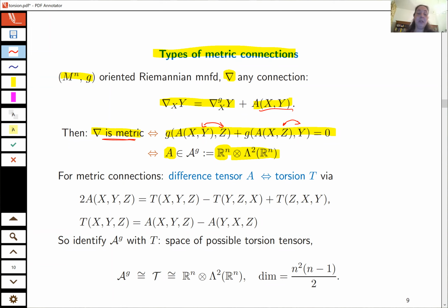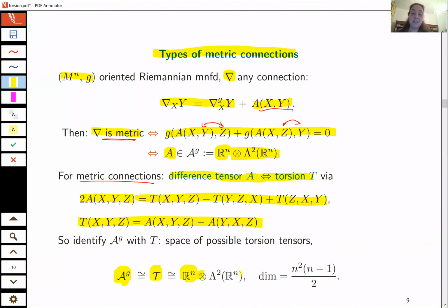And now if I have a metric connection, then I have an explicit formula which links the difference tensor to the torsion tensor. Just in the following sense: the second equation is very easy to compute. If you have A, then you sit down, spell out the definition of torsion, and you see that the torsion is going to be this combination. The other, not totally trivial but not difficult either, is to express A directly through T, which is the expression. And so you see that algebraically, the space of difference tensors and the space of torsion tensors are just the same.